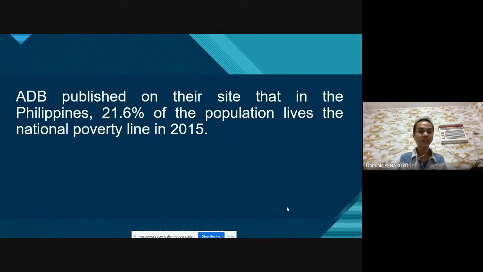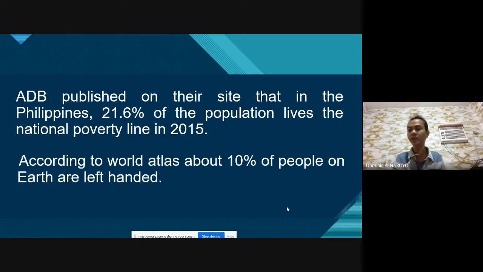So let me read this statement. ADB published on their site that in the Philippines, 21.6% of the population lives below the national poverty line in 2015. And the other one here is, according to World Atlas, about 10% of people on Earth are left-handed. So as you can see here, we have a percentage referring to a portion of interest. This is what we call the proportion.